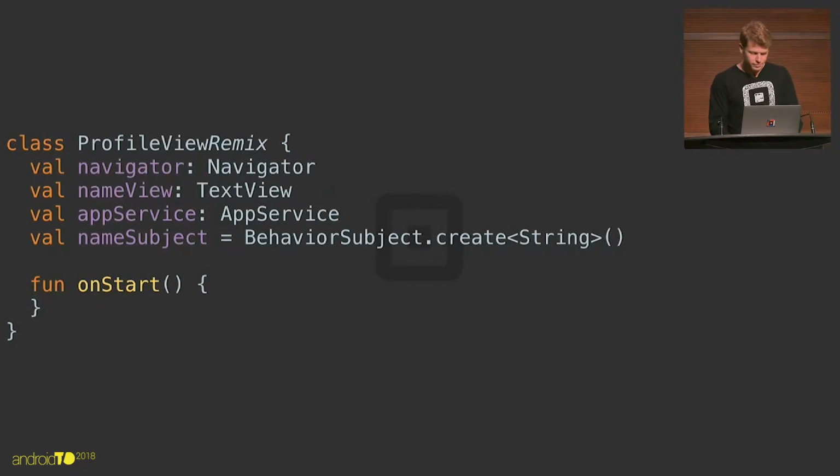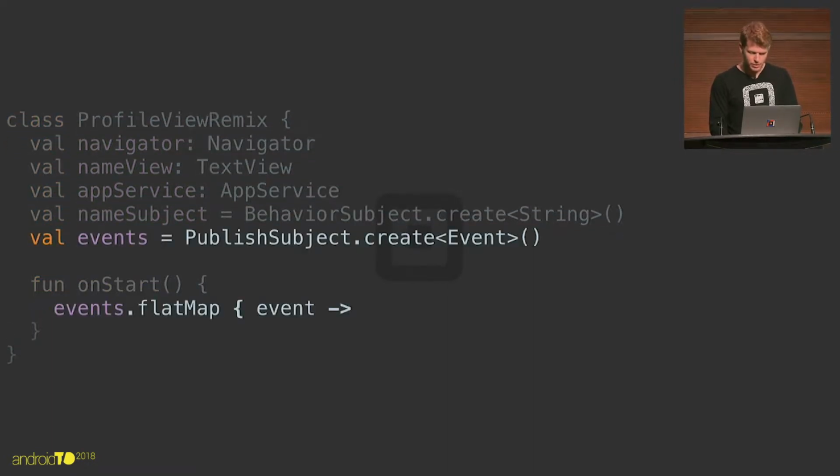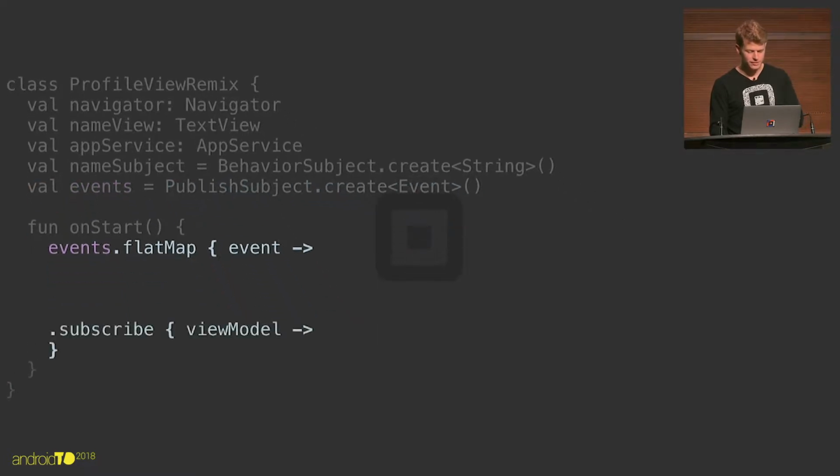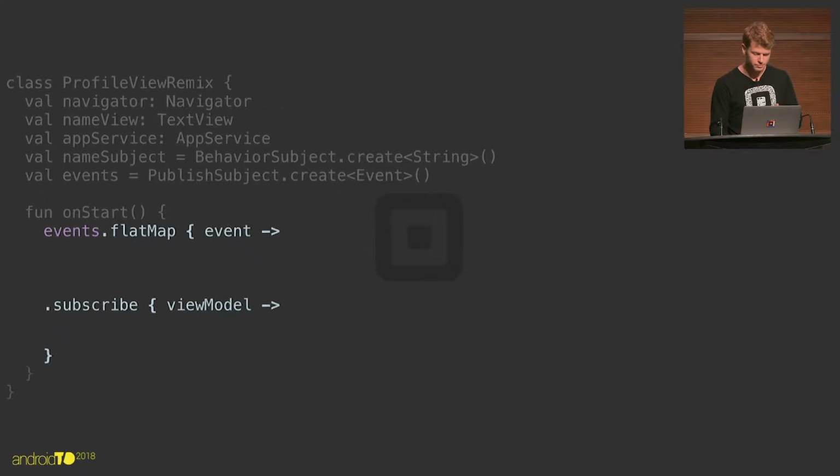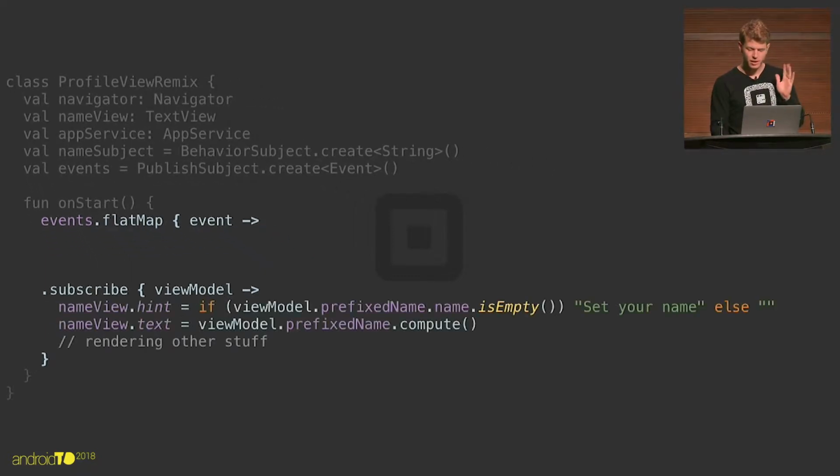So inside the profile view, we create a publish subject of events that will just pass events to us when we want to do stuff. Then we'll react on the events, and at the end, we want the view model to render what we want. And inside this, here we don't want to think about anything. The hint is that, the name is that, and the rest of the profile is what should be.